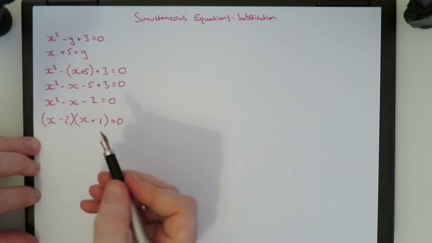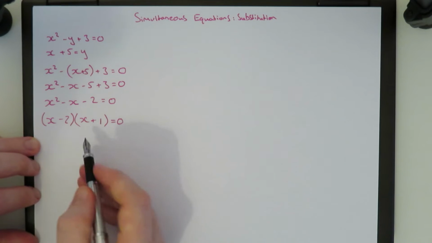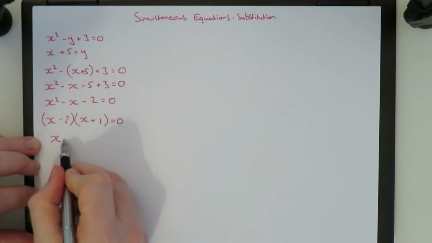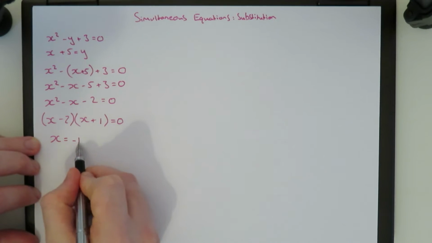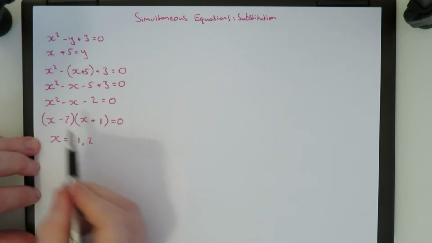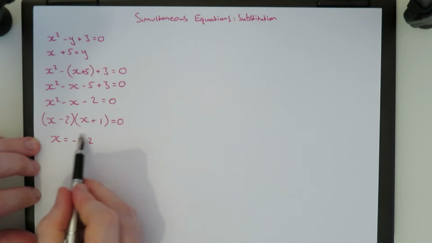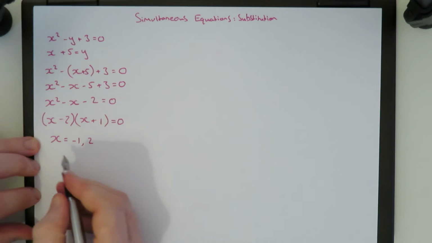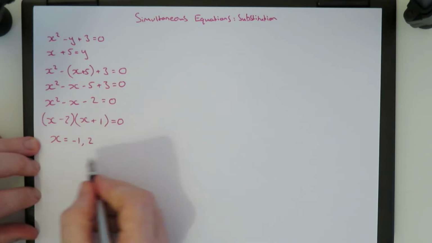So then you say, okay, to calculate x, either this bracket's 0 or this one is, so that allows us to say that x is equal to negative 1, which is this bracket, or positive 2 from this bracket. So we now have two solutions for x. We can now substitute those in here to work out solutions for y.